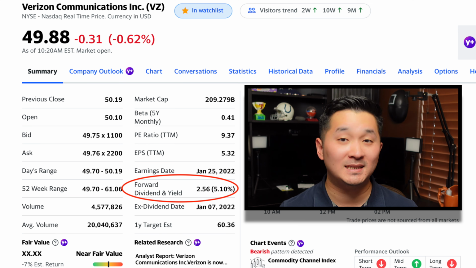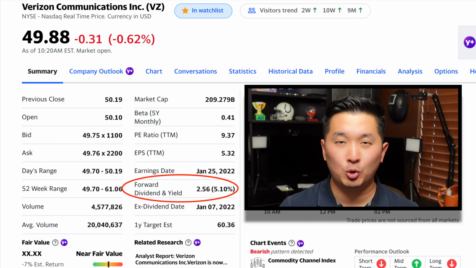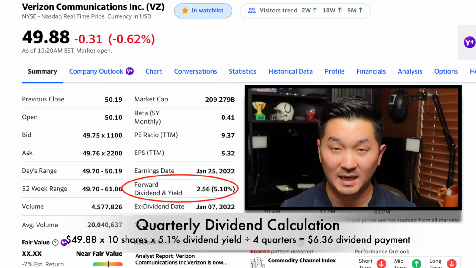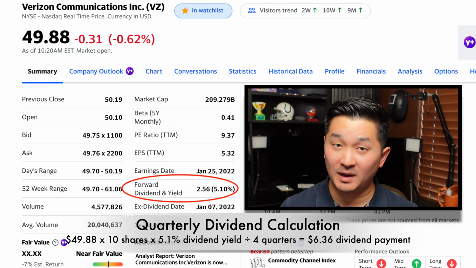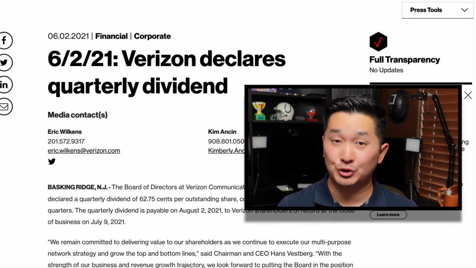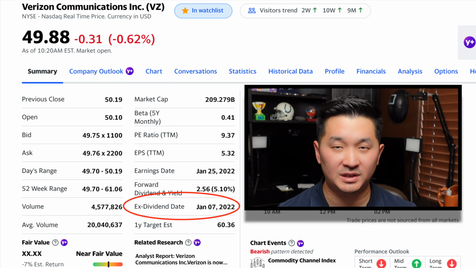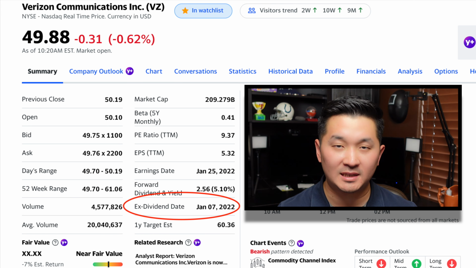So if you own 10 shares of Verizon stock at $49.88, then your next quarterly dividend payment is about $6.36 because $49.88 multiplied by 10 shares and then multiplied by 5.1% and then divided by 4 is about $6.36. You can also find the future dividend payments announced on the Verizon Investor Relations website. Ex-dividend date is January 7, 2022, and what that means is that you have to buy the stock by this date to get the next dividend payment.